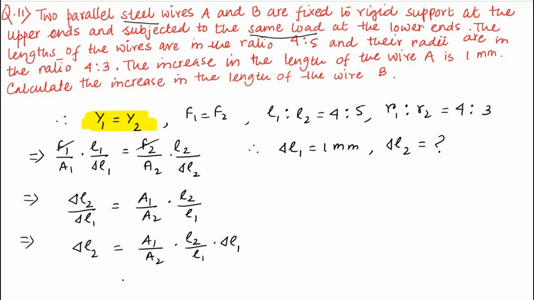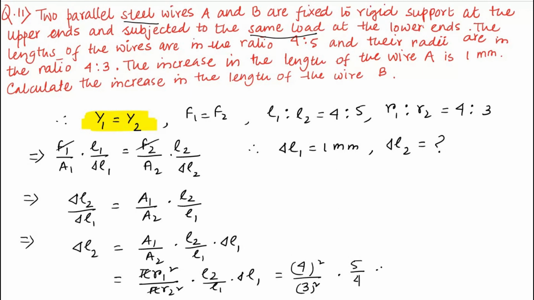So from here, delta L2 is equal to A1 by A2 into L2 by L1 into delta L1. And we know that the cross-sectional areas A1 and A2 are pi R1 square by pi R2 square, into L2 by L1 into delta L1. So pi will cancel out. Then we'll have R1 square by R2 square. According to this, R1 square is 4 square and R2 square is 3 square. Then L2 by L1: we are given L1 is to L2 as 4:5, so that would be 5 by 4. Then delta L1, which is 1 mm.